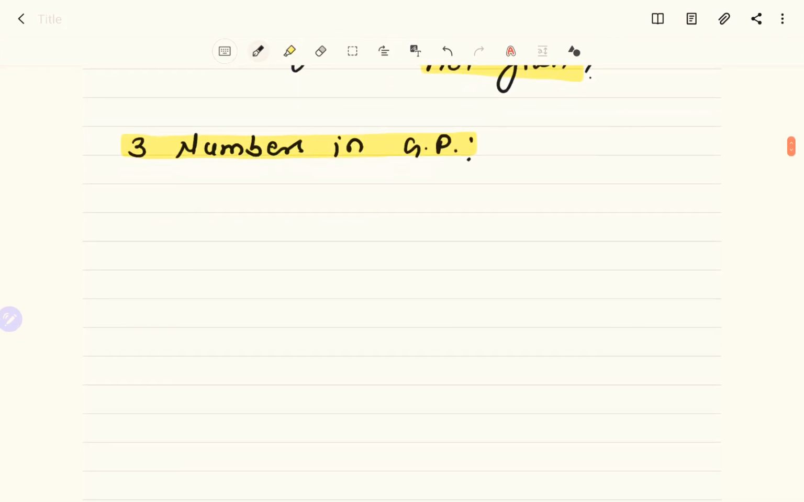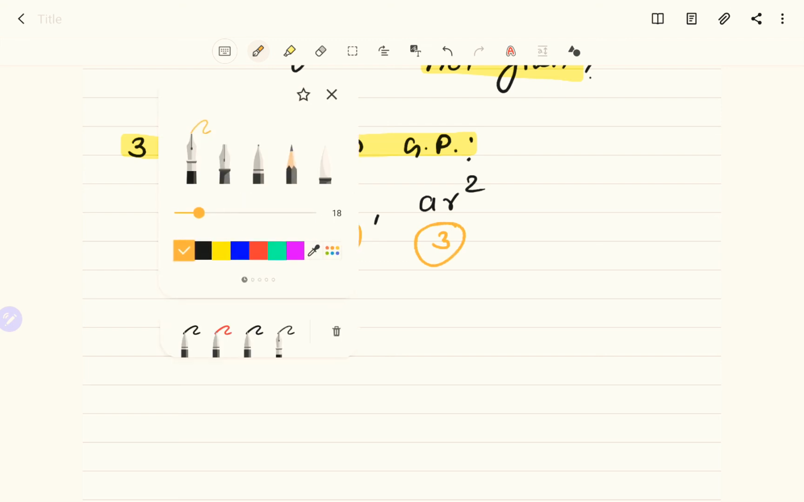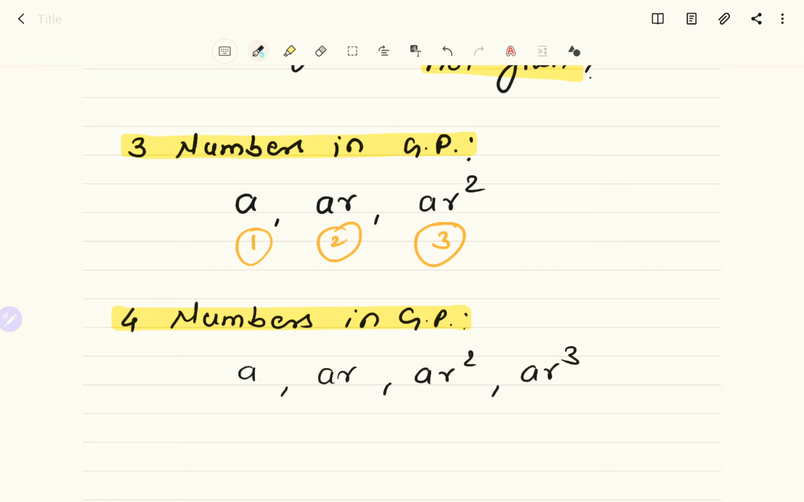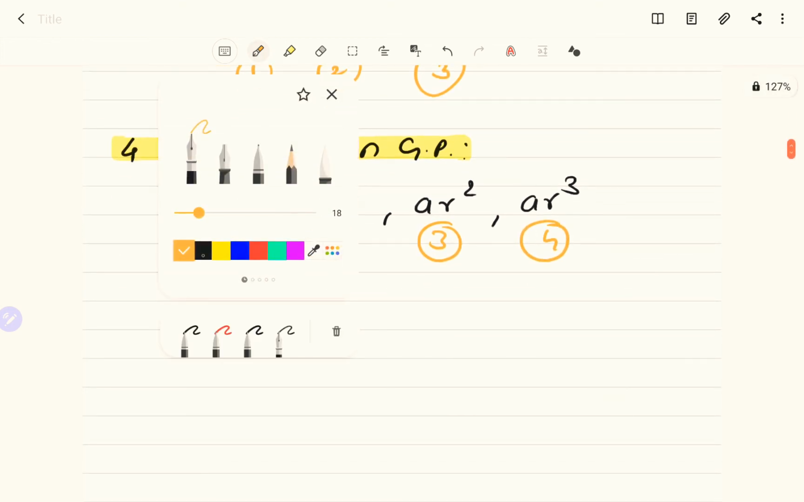If the requirement is of 3 numbers, then the first number is A, second number is AR, and third number is AR square. So select these 3 numbers in this way. If you want to select 4 numbers in GP, and once again I am repeating, the product is not given, then start with A, AR, AR square, and AR cube. This is the way that you have to select 4 numbers in GP. This is first, this is second, this one is third, and this one is fourth. Then how will you select 5 numbers in GP?